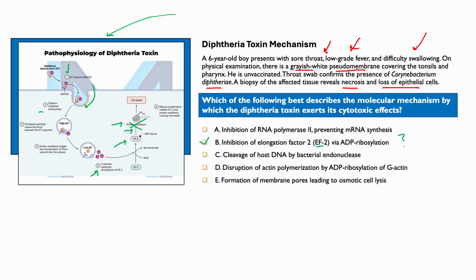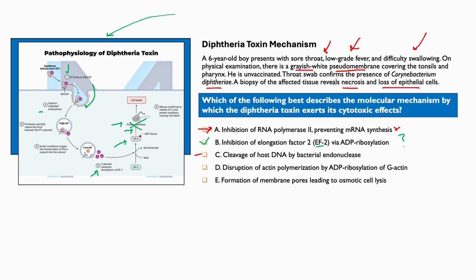Now you may wonder why it's not any of the other alternatives. So why is it not A, inhibition of RNA polymerase II? Well, this describes the mechanism of alpha-amanitin, which is a toxin found in the death cap mushroom, or Amanita phalloides. And what it does is bind RNA polymerase II and inhibit messenger RNA synthesis, leading to hepatotoxicity. So it's not related to diphtheria toxin.